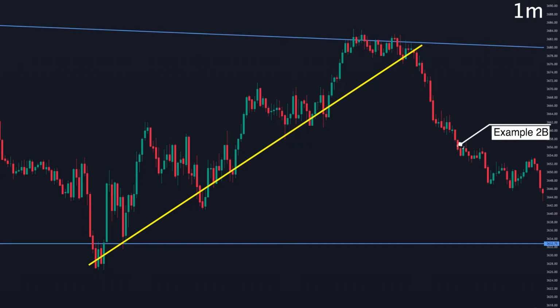As promised, we can see an example of 2B, where the price breaks below the previous lowest low of our yellow trend line, further validating that the trend line is broken.